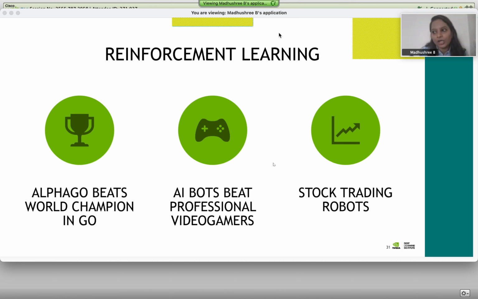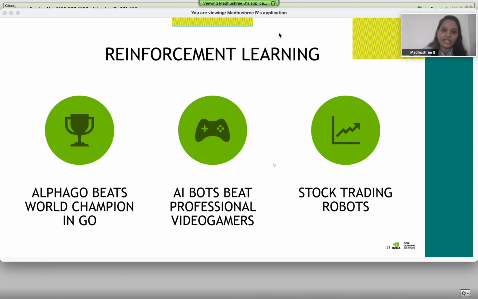The next one I would like to talk about is reinforcement learning. What is reinforcement learning? You might have heard in the news that AlphaGo beat the world champion in Go. Go is the board game that I already spoke about. How does this happen? AI bots now beat professional video gamers. Now most of the video games are played by machines. And there are even stock trading robots. There is no end to the possibilities where we can deploy robots. In COVID times, people used robots for contactless delivery or contactless care of patients in hospitals. So there is no end to the opportunities, right? So how are these robots trained, and how are they made to work in a certain way?